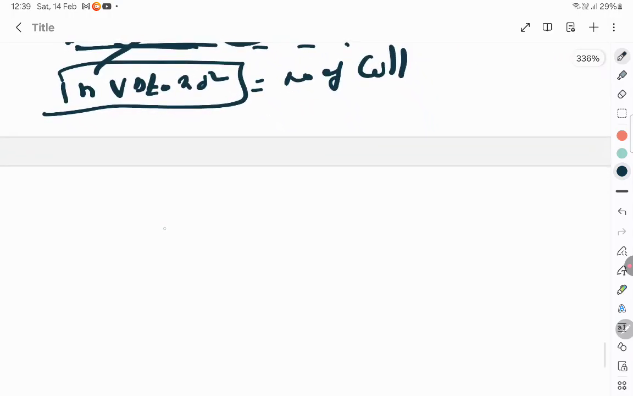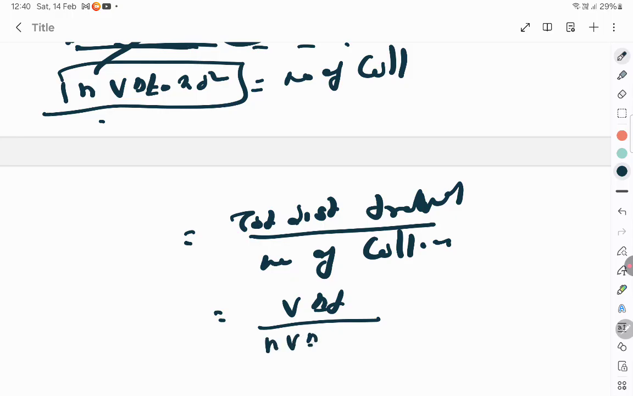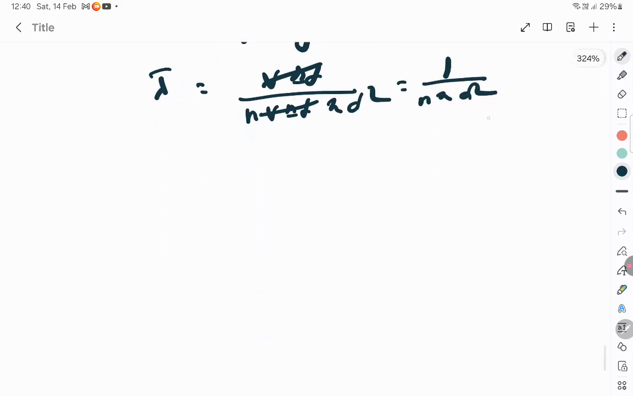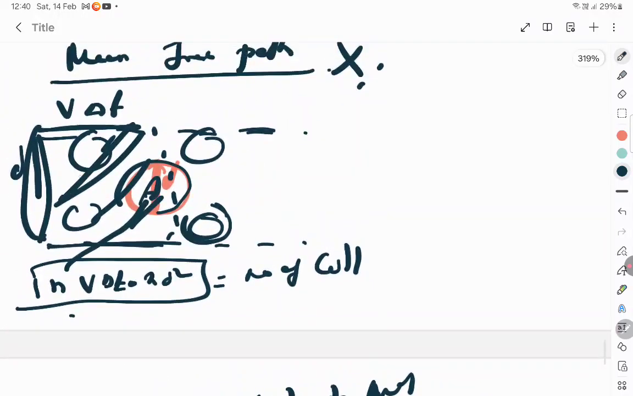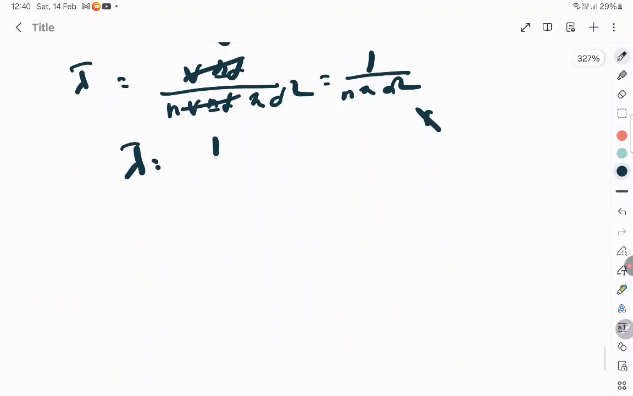Now you should find the mean free path, whose formula is the total distance traveled by the number of collisions. Total distance traveled is V into delta T, by the number of collisions, which is n into V into delta T into pi d square. V delta T get cancelled, you get 1 by n pi d square. This is the mean free path, which is called lambda bar. This is for just some molecules which are present in the collision that we are considering here. What about collision considering all molecules? They just added a root 2 to the denominator and wrote it like this. Considering all molecules, write it like this.